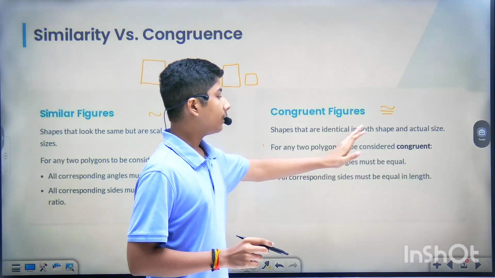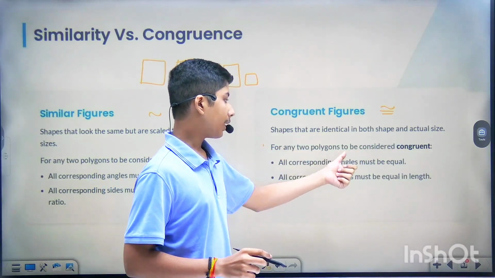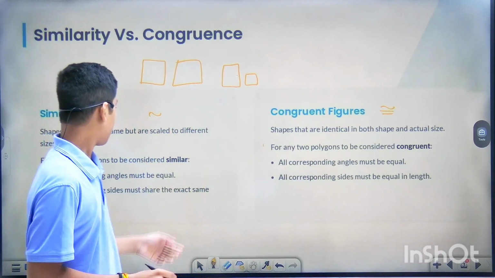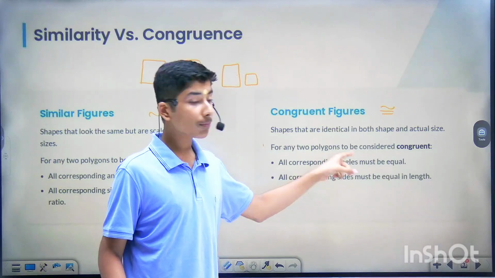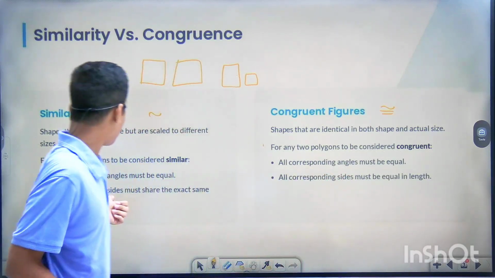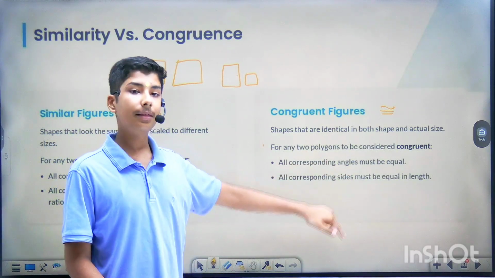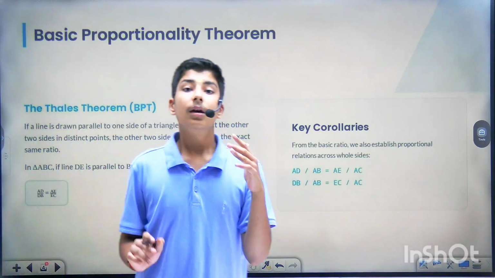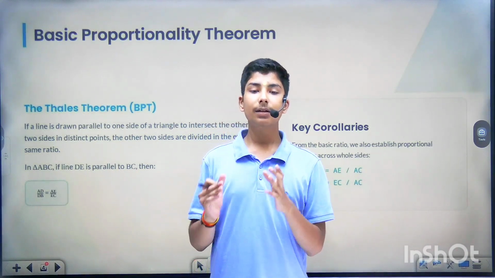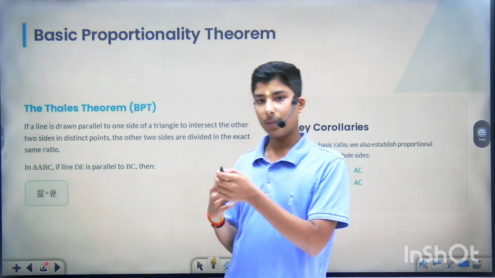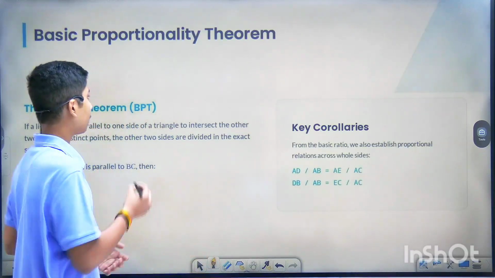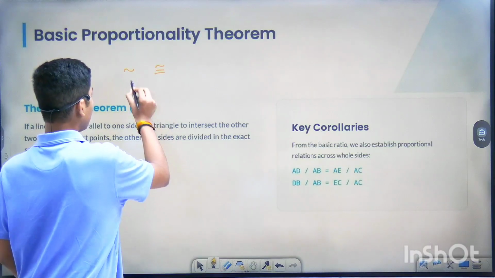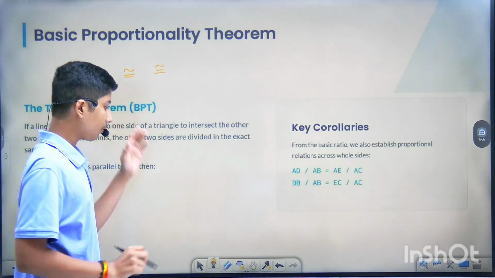For any two polygons to be considered congruent, all corresponding angles must be equal. See, all angles must be equal. This is a common criteria. And all corresponding sides must be equal. Here the ratios of sides were equal and here the sides are equal. I hope you have understood the difference between congruence and similarity. You have known the signs also. This is for the similarity and this is for the congruence. Just add equal to this and this will become the congruence sign.